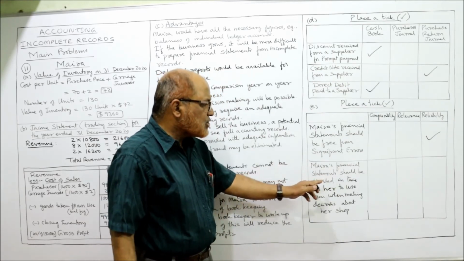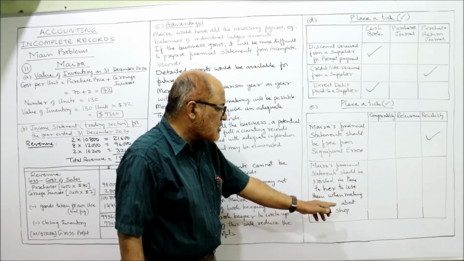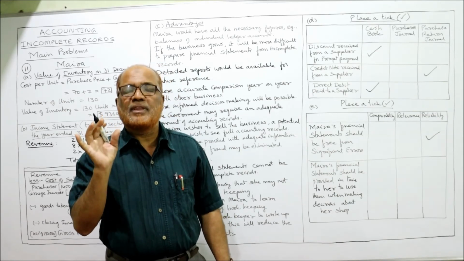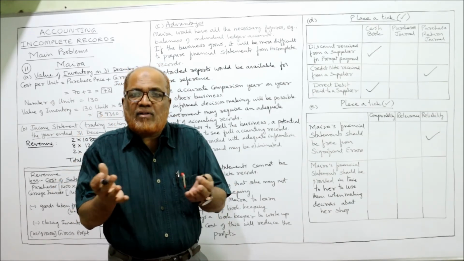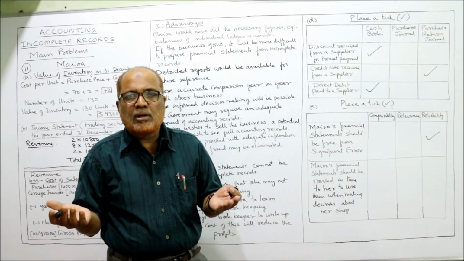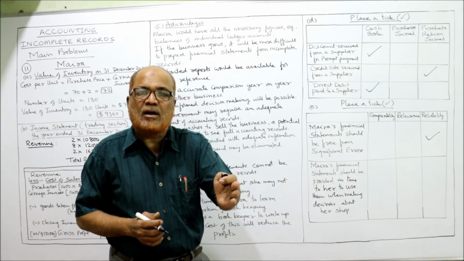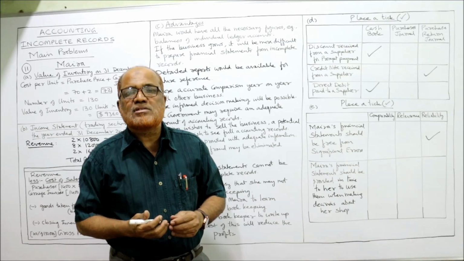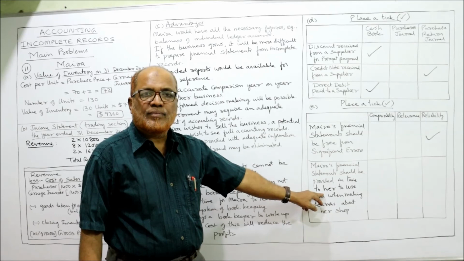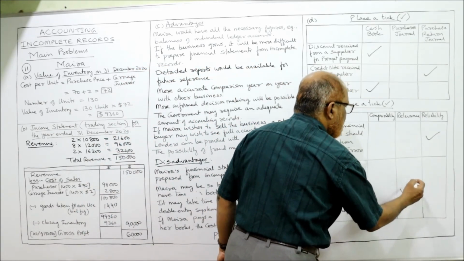Secondly, Myra's financial statements should be provided in time for her to use them when making decisions about her shop. So the accounting information should be provided on time. Then only will it have some relevance. Otherwise, if the information is provided after the decision is taken, what is the use? So accounting information should be provided when it is required. Then only will it have relevance. Otherwise, it is irrelevant. So this statement applies to the objective of relevance, and I'll put it under relevance.